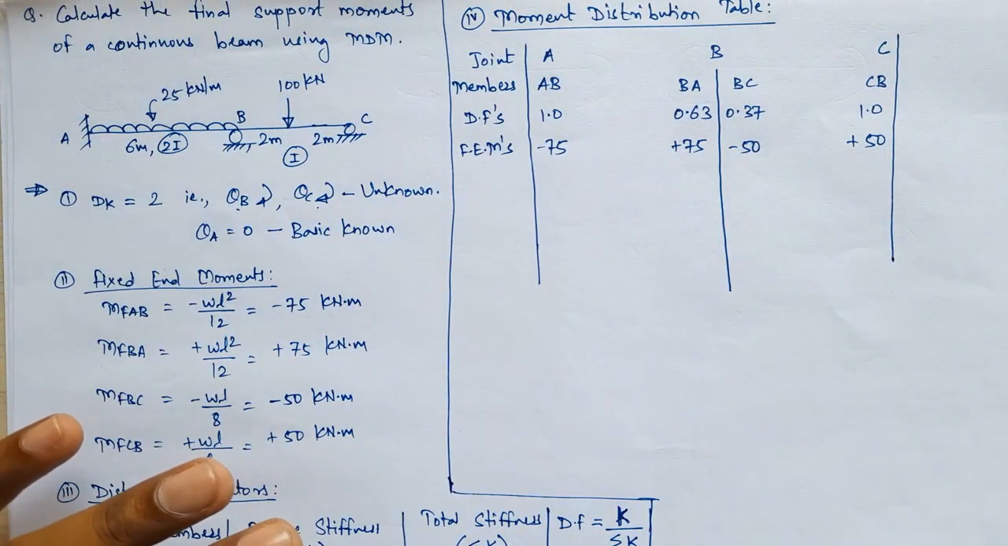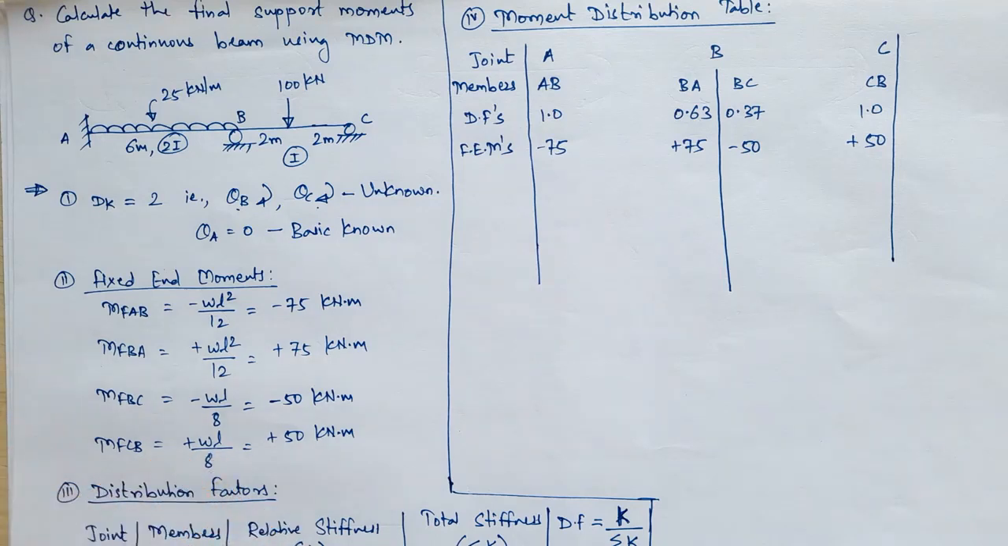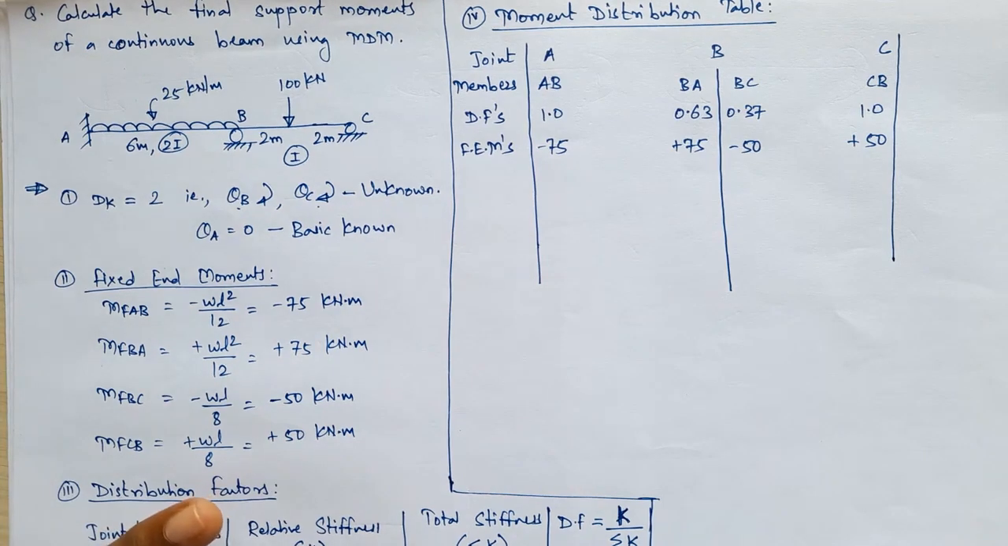That is, the first row is your joint, the second row is your members, the third row is your distribution factors, and the fourth row is your fixed end moments. In any numerical, these 4 rows will not get changed. So you have to learn by heart, or remember, these 4 rows: first is joint, members, after that DF, and last is your fixed end moments.